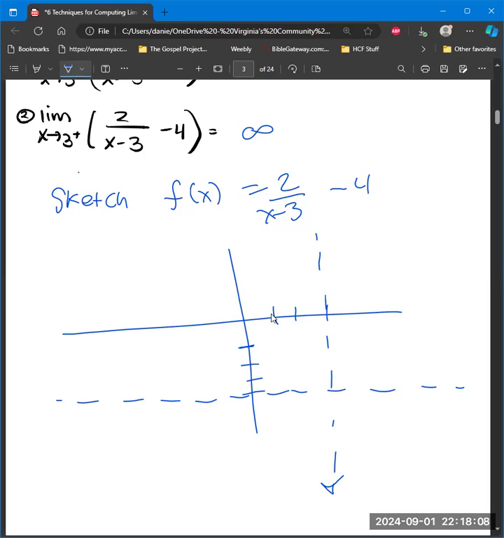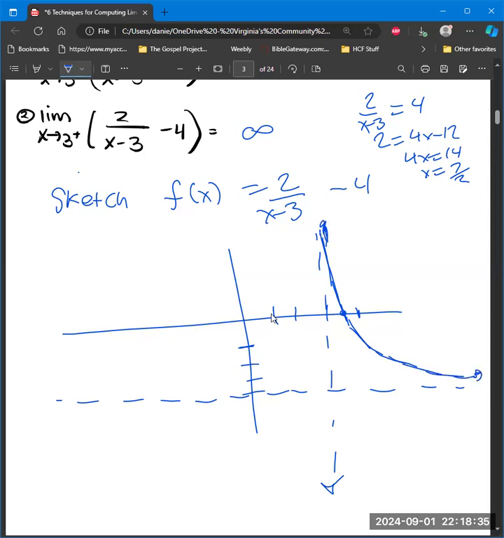And let's see, where is that going to happen? 2 over x minus 3 equals 4. 2 equals 4x minus 12. 4x equals 14. x equals 7 halves, which is 3.5. So right there, it's going to cross over like so. And then we're going to have a y-intercept here of -4 2/3.